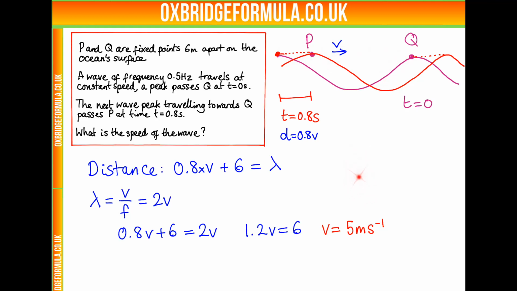If you wanted to work out the wavelength as just an extra part, then we know the wavelength is 5 divided by f, so 5 times 2. So the wavelength is 10 meters. So this distance is 6 meters, and then there's a 4 meter gap from P to the other wave peak.